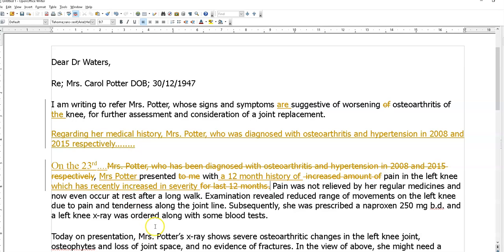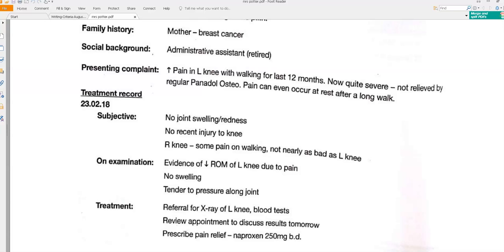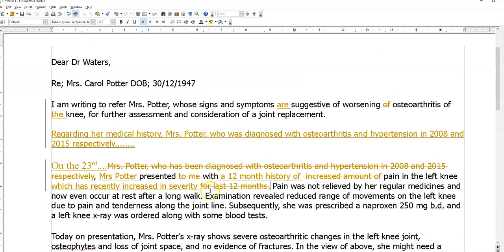The 23rd, Mrs. Potter presented with 12-month history of pain in the left knee, which has recently increased in severity, which is more or less what that says, right? So she's had this pain for a year, but now it's got really bad and it's not being relieved by her usual meds. So that makes perfect sense now.